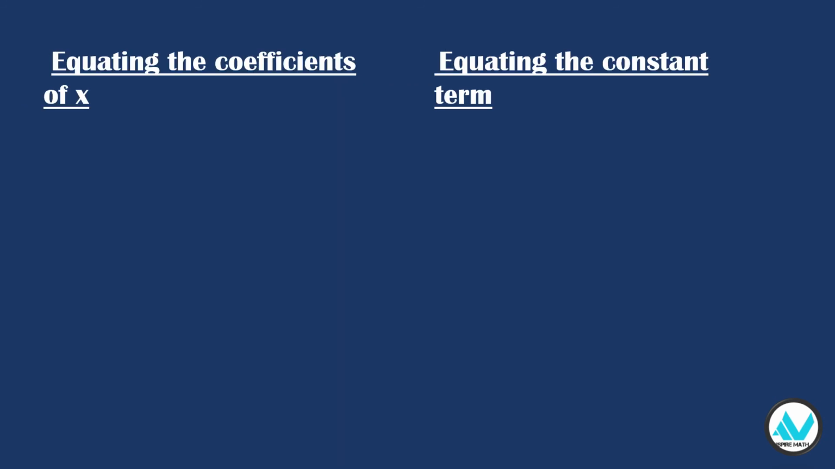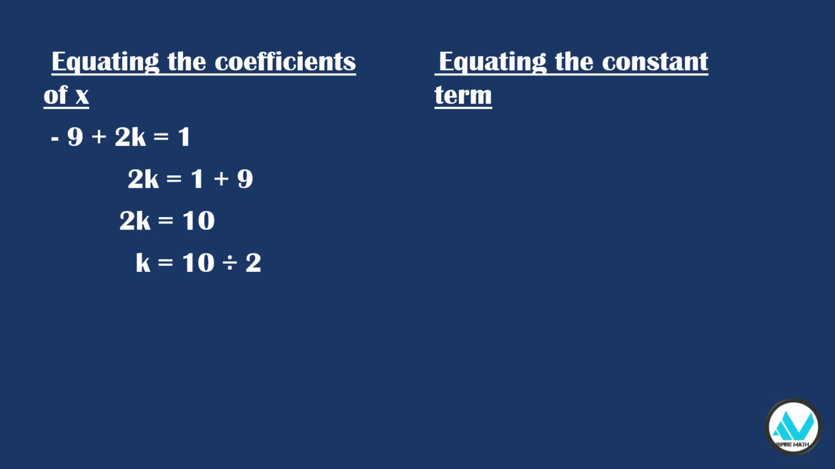Now let us compare the remainders. The remainder he has given is x plus a. So let me equate the coefficients of x in my remainder and equating the constant terms. So what do we get when we equate the coefficient of x? I get minus 9 plus 2k equal to 1, which gives me 2k equal to 1 plus 9, which is nothing but 2k equal to 10, or k equal to 10 divided by 2, which gives me k equal to 5. Now let me equate the constant term, which gives me 10 minus 8k plus k square equal to a.